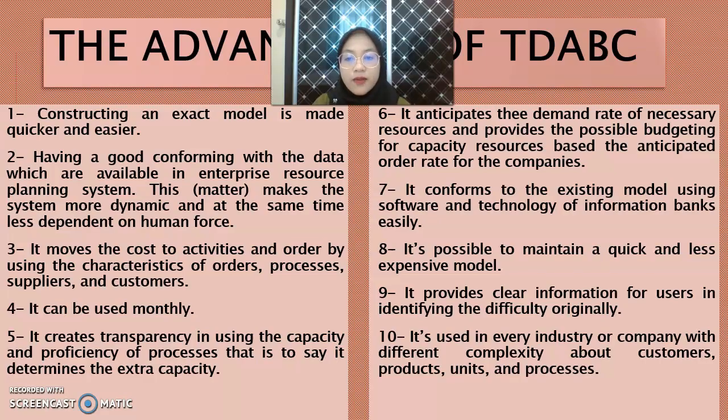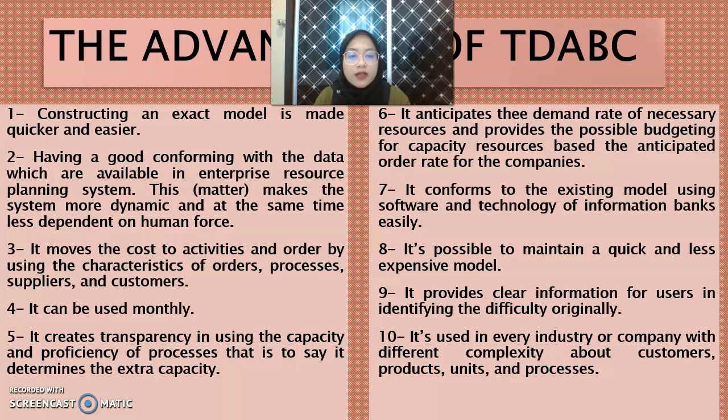Second, it conforms well with the data which are available in the enterprise resource planning system. Third one is moving the cost to activity and order by using the characteristics of order, process, supplier, and customer. Next, it can be used monthly. And there is great transparency in using the capacity and proficiency of process, that is to say, it determines the extra capacity. Next is anticipating the demand rate of necessary resources and providing the possible budgeting for capacity resources based on the anticipated order rate for the companies.